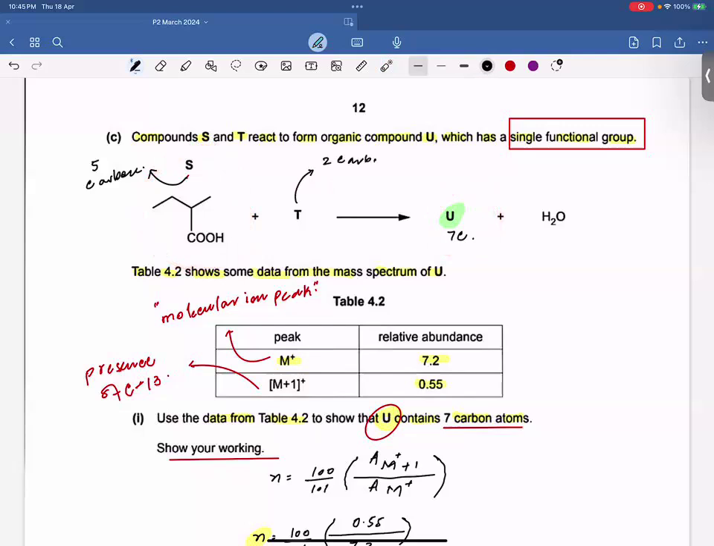Oh my goodness. Oh, that's called analytical skills, right? So this compound contains 2 carbon atoms.